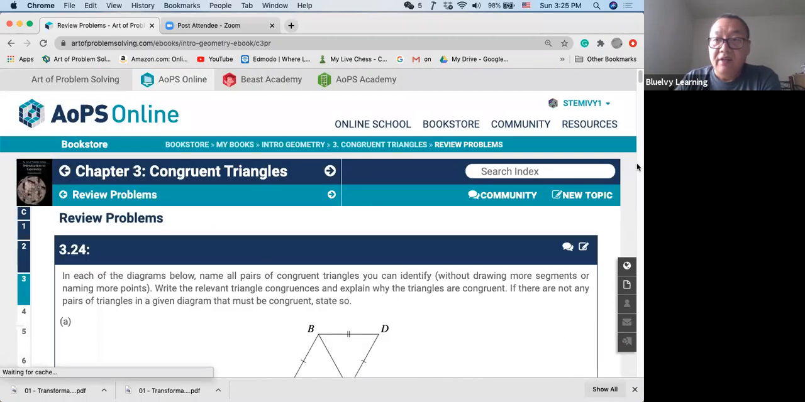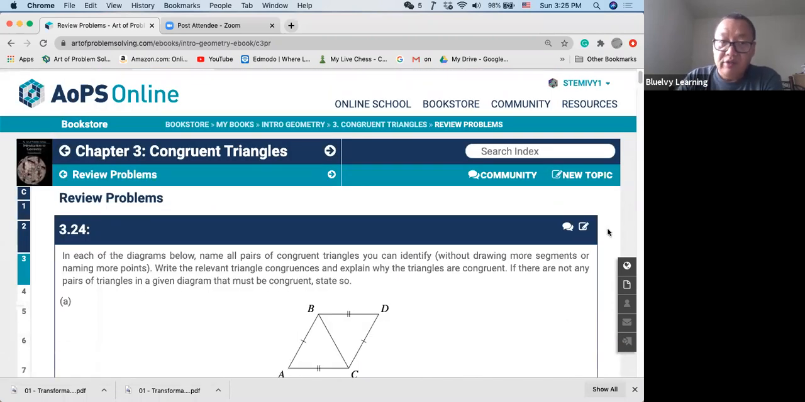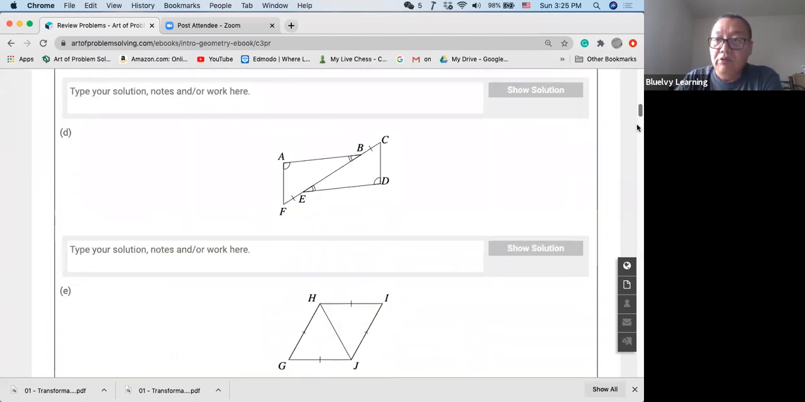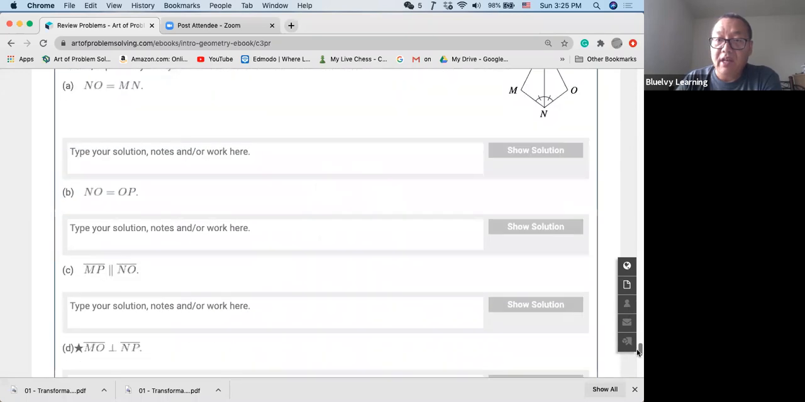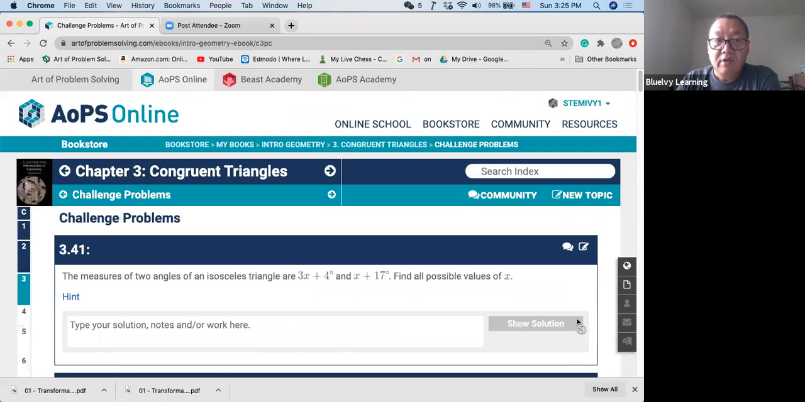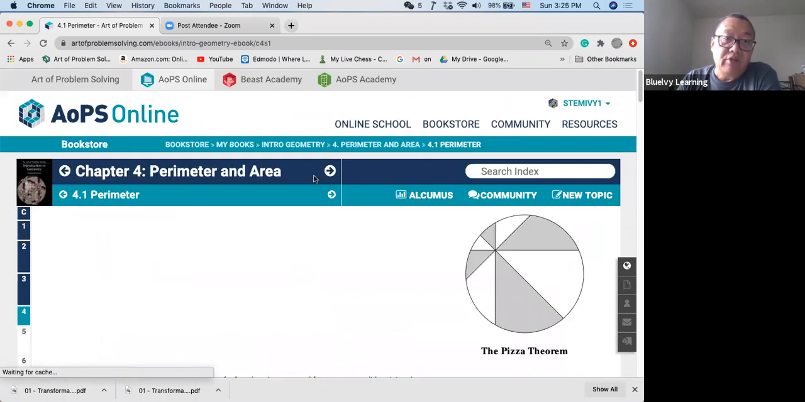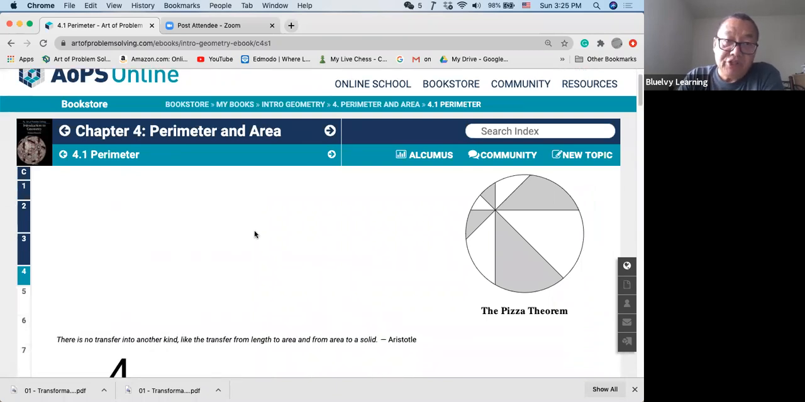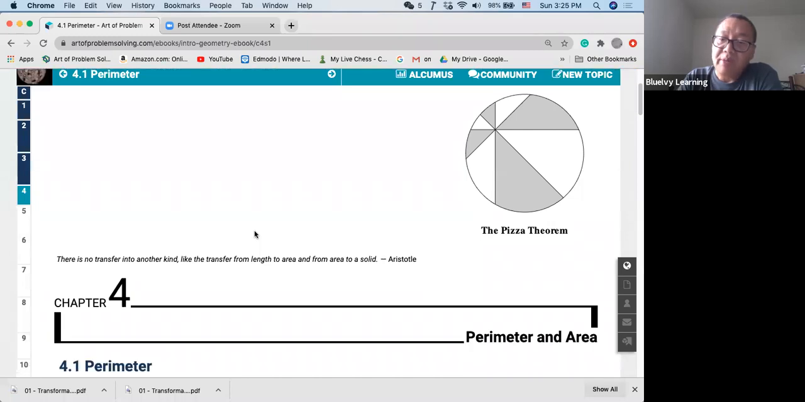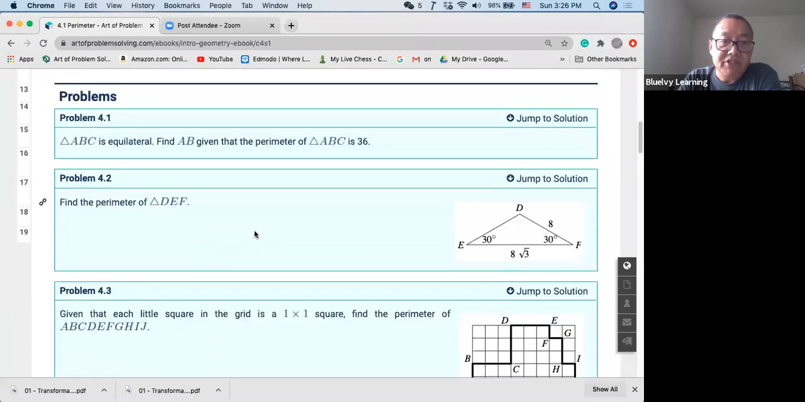Okay. Now, your homework, you need to finish all the review problems and the left challenge problems. Okay. Now let's go to the next chapter. This chapter, that's chapter 4. We'll learn the perimeter and area. Actually, this chapter is very easy.